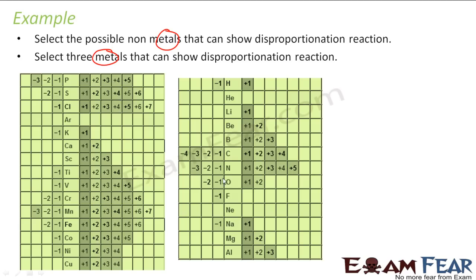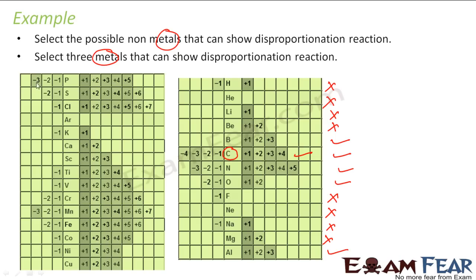If we have this figure, for example, carbon is a non-metal and it has so many states, right? More than three. So it will show disproportionation reaction. Hydrogen won't show, only two. Helium won't show, lithium won't show, beryllium won't show, only two. Boron will show, carbon will show, nitrogen also will show, oxygen will also show, chlorine won't show, neon won't show, sodium won't show, magnesium won't show, it has only two.